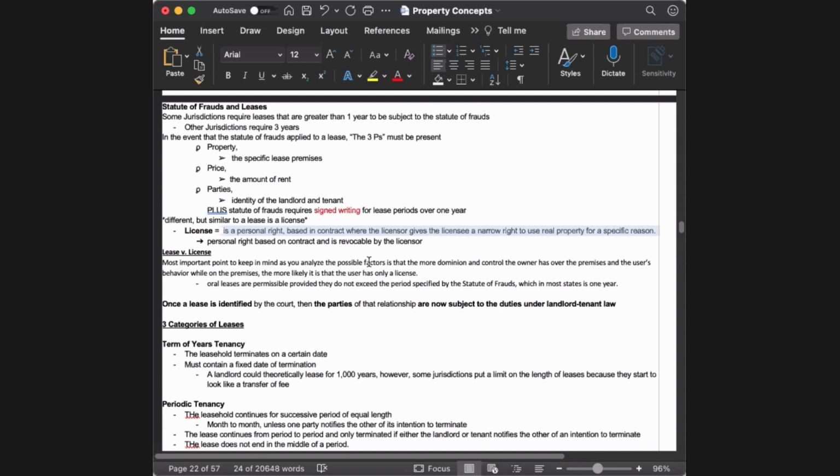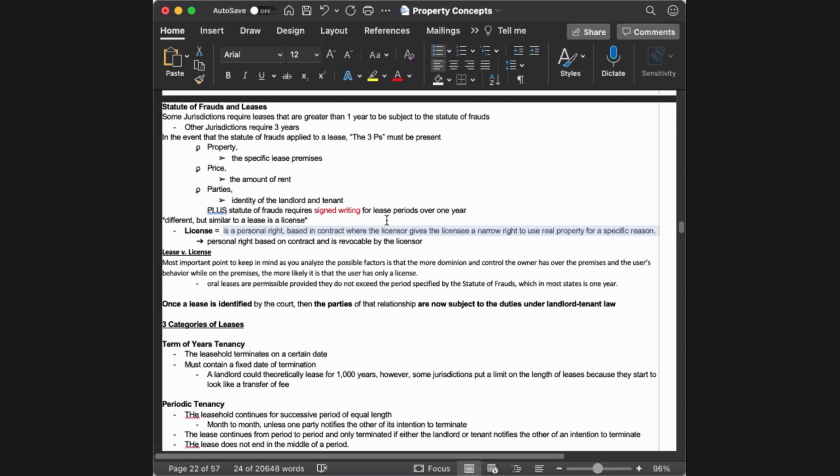I'm trying to think of an example for this. I think this would be something like a contractor coming onto the property to build something. You've given them a license to use the property by building it.